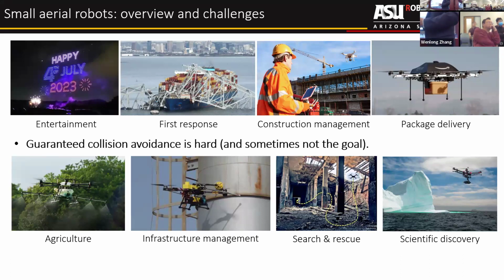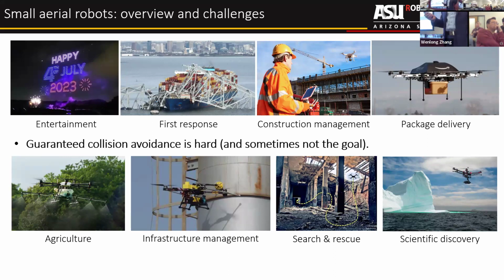For example, in agriculture, in search and rescue, in scientific discovery, where the environments are cluttered and there are a lot of uncertainties, it is very difficult or very costly to completely avoid collisions. And there are also other applications where your goal is not to avoid collision. For example, when you're trying to put sensors on civil infrastructure with an aerial robot, the robot and the environment will physically interact. So how do you really enable robots to physically interact with the environment when needed?